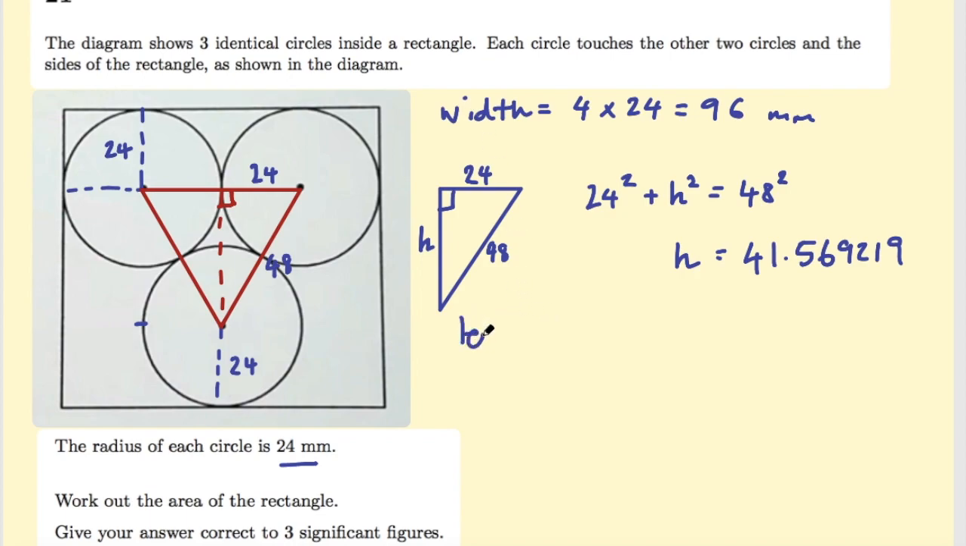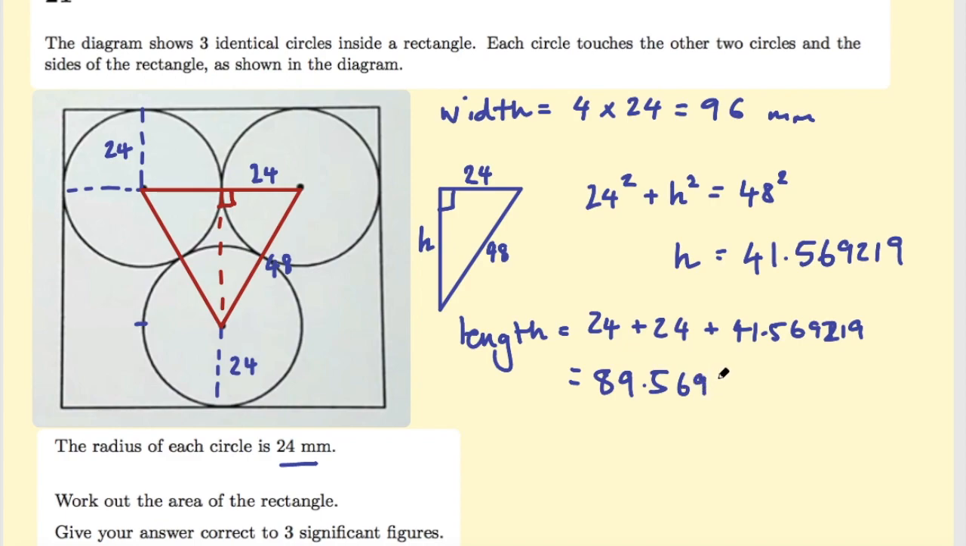Then to work out the height of this rectangle, we can add these two lots of 24. Or let's just call it the length for simplicity, so we don't get confused. This is going to be 24 plus 24 plus 41.569219. And for the length, we get an answer of 89 and another lot of decimals, 56929.